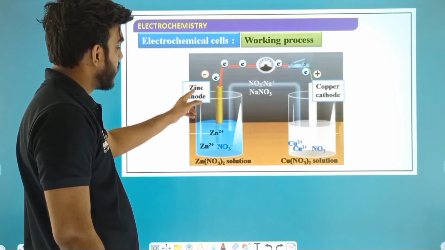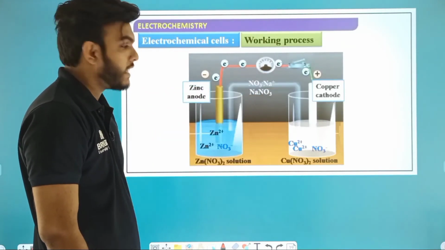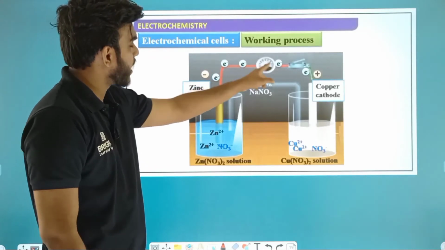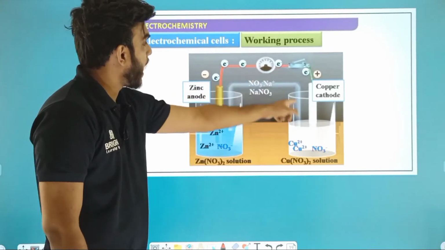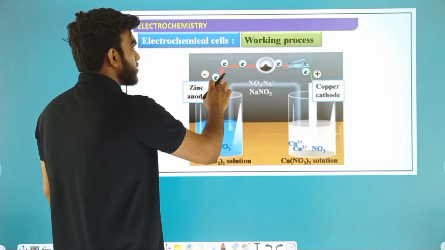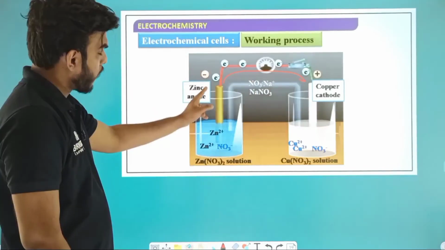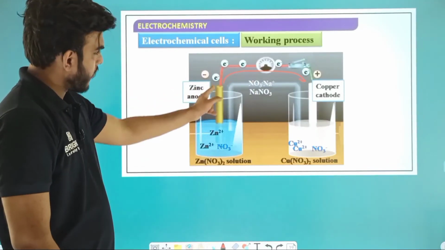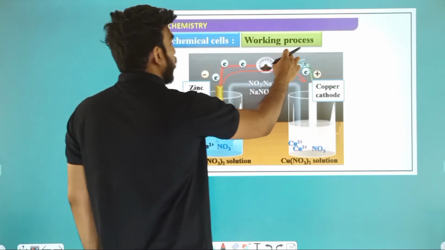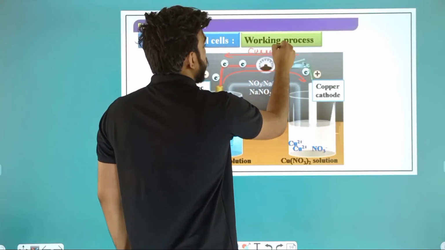Zinc is immersed in zinc nitrate and copper is immersed in copper nitrate, and these two solutions are connected by a salt bridge and by a voltmeter with a switch. The flow of electrons takes place from anode to cathode, and the flow of current will be just opposite, from cathode to anode.